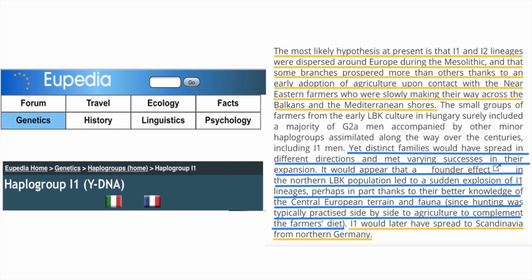Yet, distinct families would have spread in different directions and met varying successes in their expansion. It would appear that a founder effect in the northern LBK population led to a sudden explosion of I1 lineages, perhaps in part thanks to their better knowledge of the Central European terrain and fauna, since hunting was typically practiced side by side with agriculture to complement the farmer's diet. I1 would later have spread to Scandinavia from northern Germany.